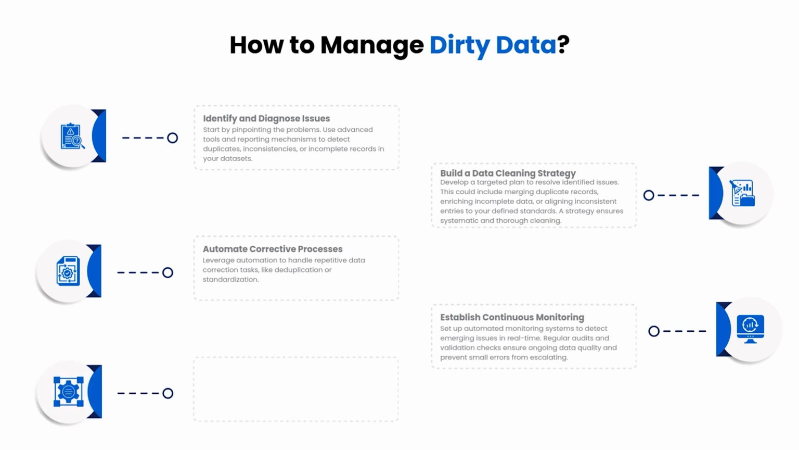Lastly, modernize and align systems. Ensure your systems and processes evolve with your business needs. Modern tools and workflows are essential for maintaining data quality at scale, reducing recurring issues caused by outdated infrastructure.